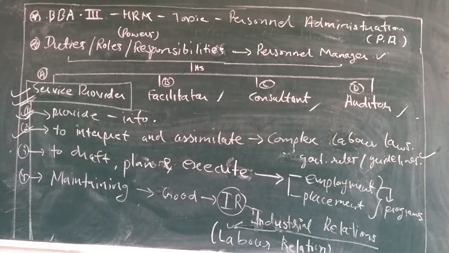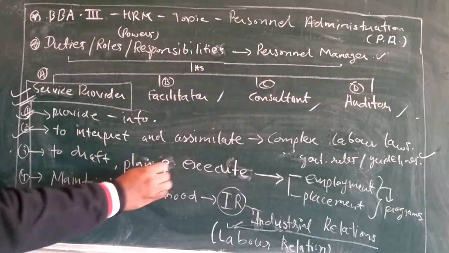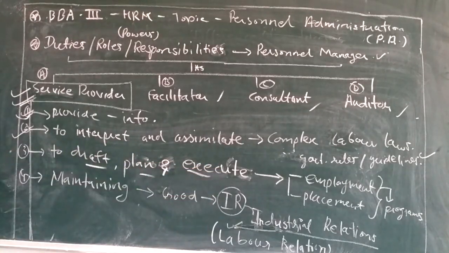Next is to draft, plan and execute employment and placement programs. What are the placement programs going to be, how hiring will be done, what is the total structure of the placement and hiring program, training and development program and all. So first he has to prepare the draft, he has to do the planning of all those HR related activities, and also he has to execute all the plans and programs in a proper way.